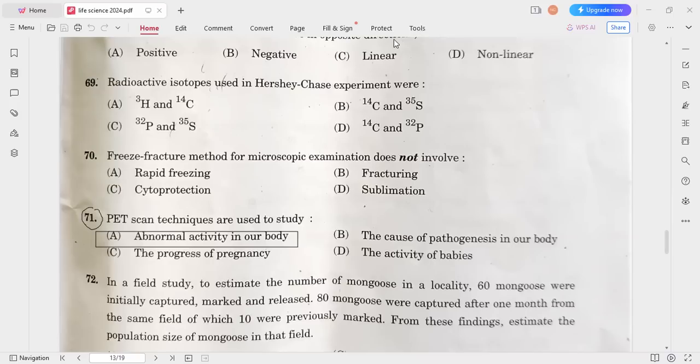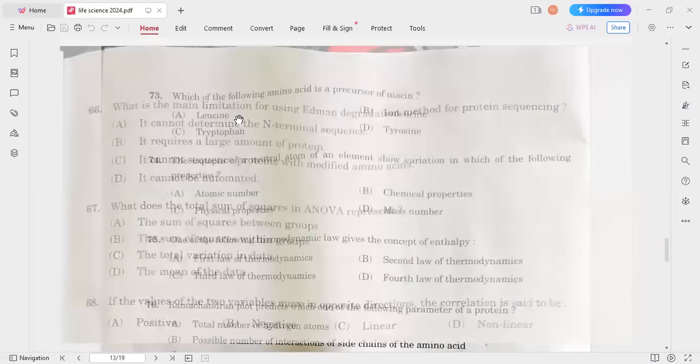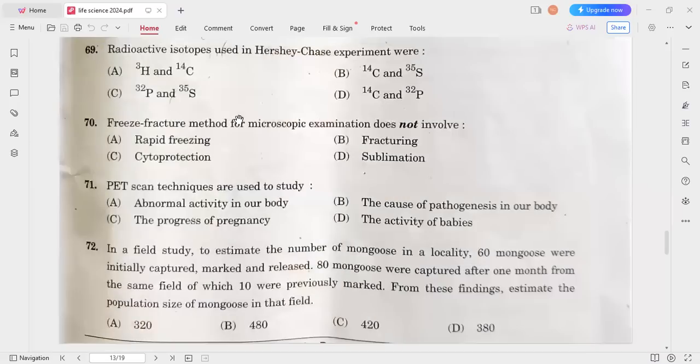So now move on to the next question, question number 72. This question is based on population size. Let me read the question. In a field study to estimate the number of mongoose in a locality, 60 mongoose were initially captured, marked, and released. 80 mongoose were captured after 1 month from the same field, of which 10 were previously marked. From these findings, estimate the population size of mongoose in the field.